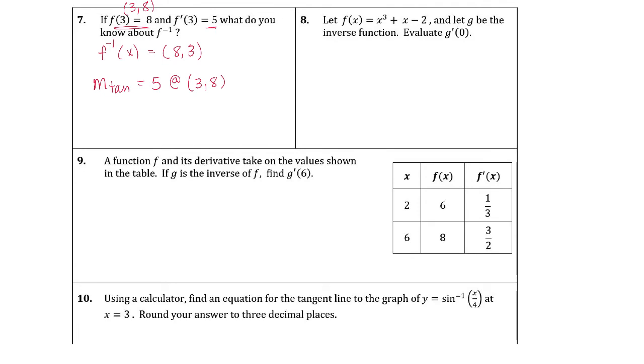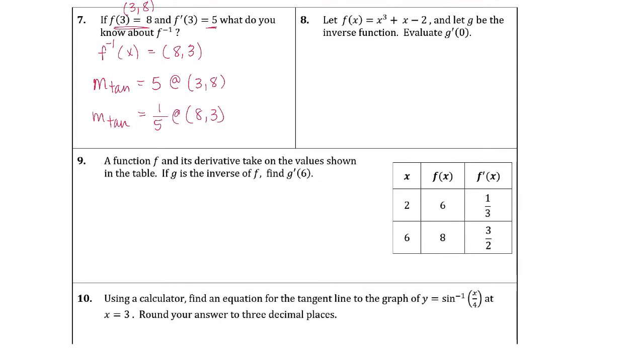And then we would also know the slope of the tangent line is going to be 1 over 5 at the point (8, 3). We know every bit of that from just what we've looked at with our inverses and their derivatives. Okay, so let's see if we can expand that with question 8. Here, f of x is x cubed plus x minus 2, and let g be the inverse. Evaluate g prime at 0.